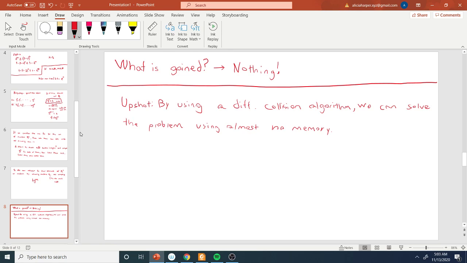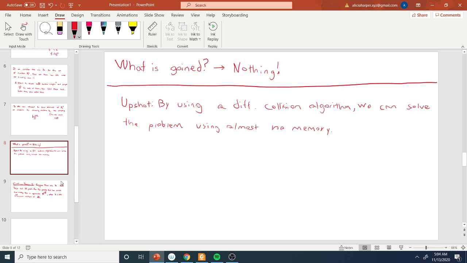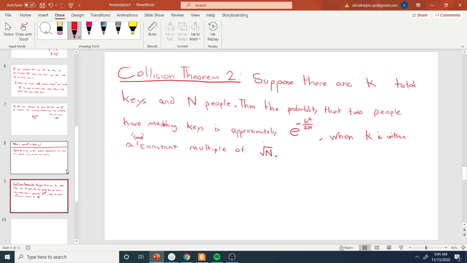So in order to kind of outline how this is done, first we have to describe the other collision algorithm, which is more closely related to the birthday paradox. And then we have to describe the apparatus that's needed to prove it. So let's move on to the second collision theorem. And this one's a lot more interesting than the first. So I have it framed a little differently here.